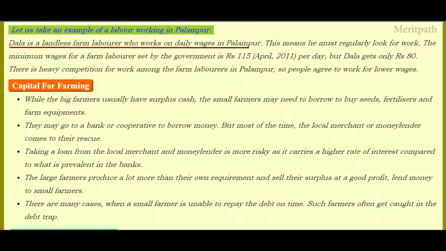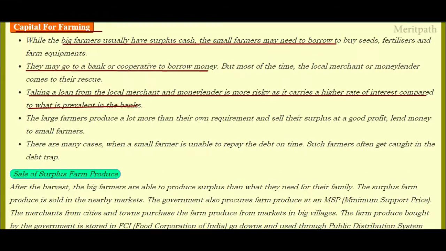Let's see an example of a laborer working in Palampur. His name is Dala and he is a landless farm laborer who works on daily wages in Palampur. So this means that he must regularly look for work. The minimum wage set for a farm laborer by the government is 115 rupees per day, but Dala gets only 80 rupees. There is heavy competition for work among the farm laborers in Palampur.